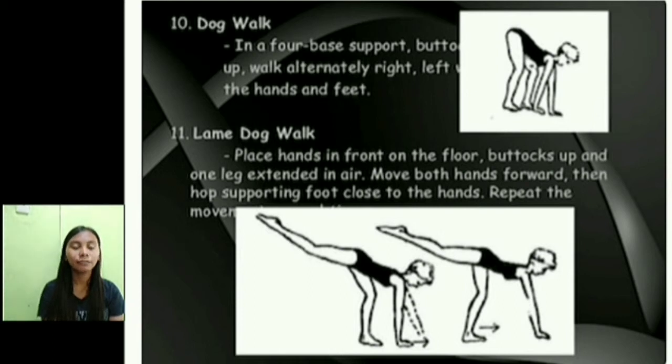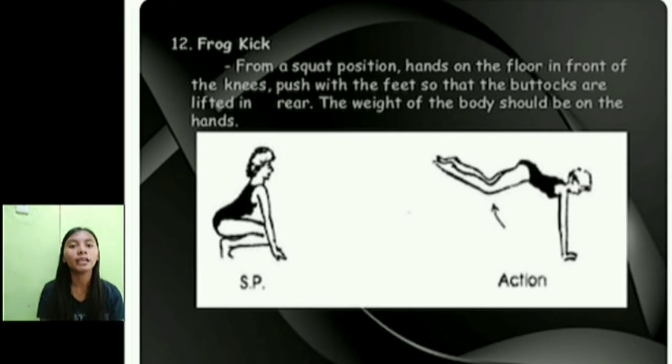Place hands in front on the floor, buttocks up, and one leg extended in the air. Move both hands forward, then hop, supporting foot close to the hands. Repeat the movements. Number 12, frog kick. From a squat position, hands on the floor in front of the knees, push with the feet so that the buttocks are lifted in the air. The weight of the body should be on the hands.